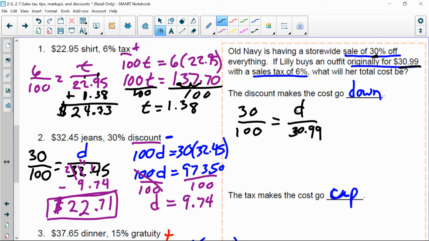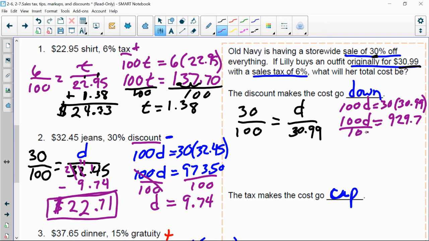We have to do this first before we can do tax. Now take your cross products. I'll use a different color. We're going to have 100D. You can use a different letter than D. Equals, and then we got to take a 30 times our 30.99. Okay, so 30.99 times 30. So 100D equals 929.7.